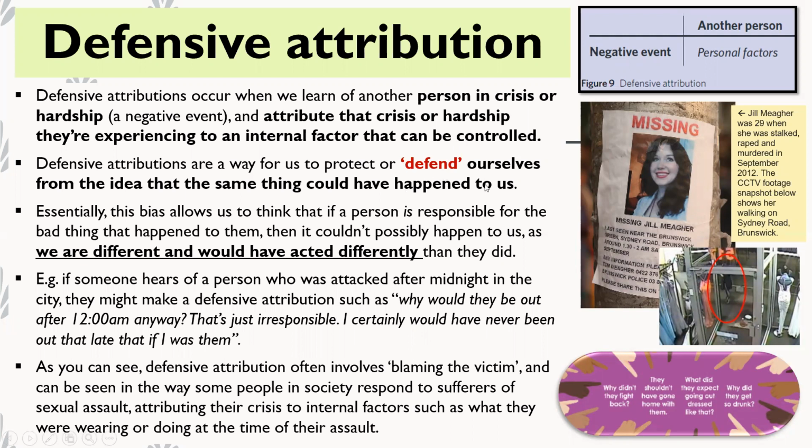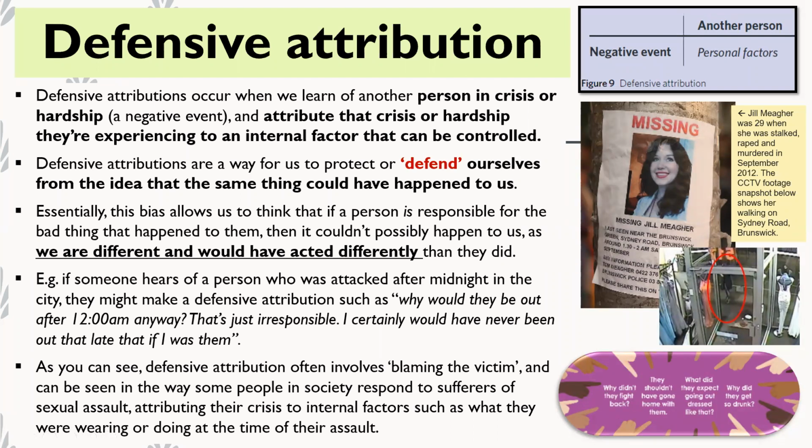Okay, defensive attributions are basically this idea that if I was in that situation, I wouldn't have been out so late at night. I wouldn't have got drunk. I wouldn't have gone home with a person I've never known before. And thus I wouldn't have been murdered as a result of that, or something like that.